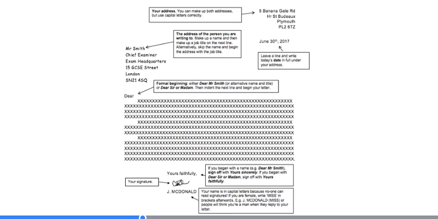But you might be asked to write a letter in the exam, and if you are asked to write a letter, you've got to know what a letter has to look like. So here it is on the screen, and it comes from Mr.